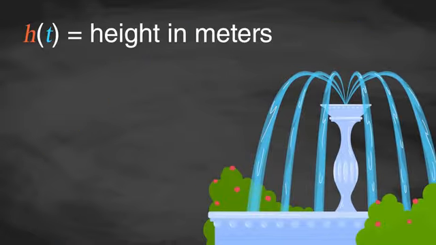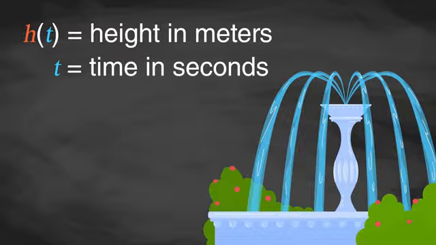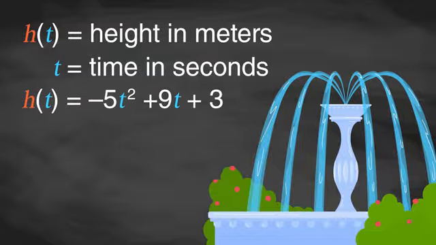Function h models the height in meters, h, of a drop of water t seconds after it is shot out from the nozzle. The function is defined by the equation h of t equals -5 times t squared plus 9 times t plus 3. How many seconds until the drop of water hits the ground?